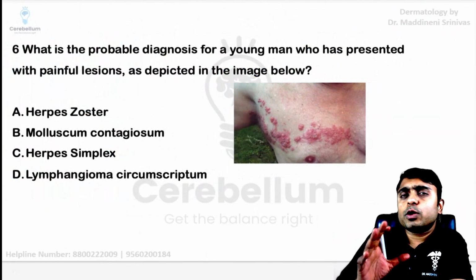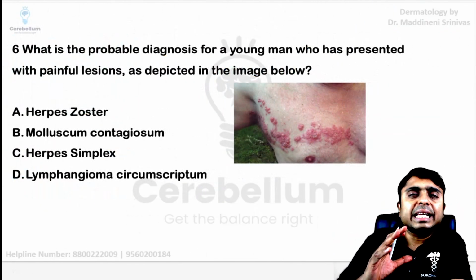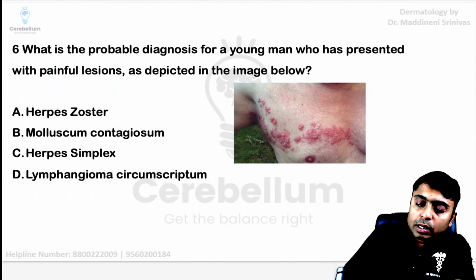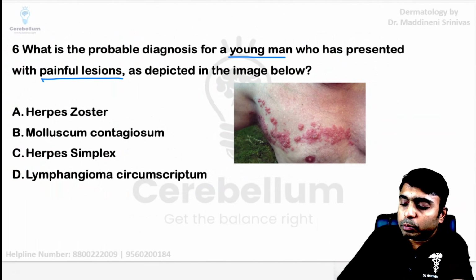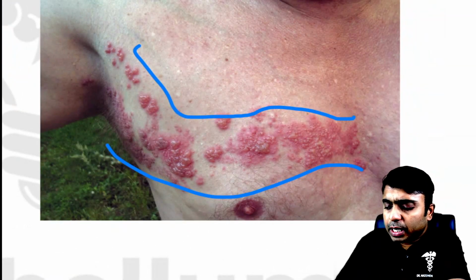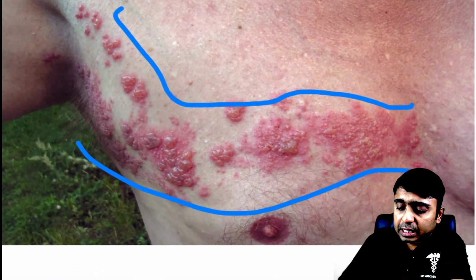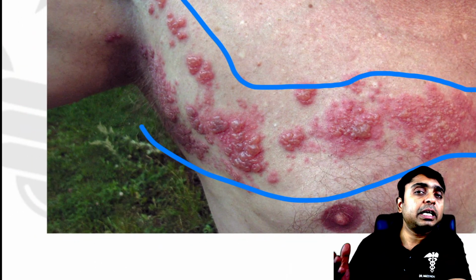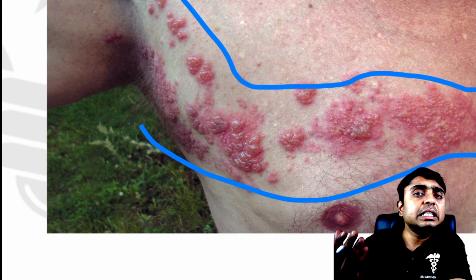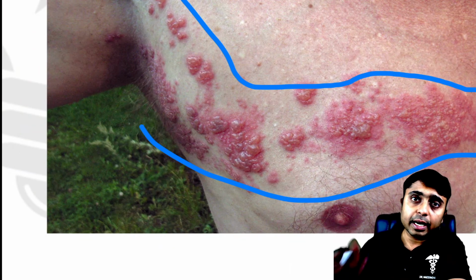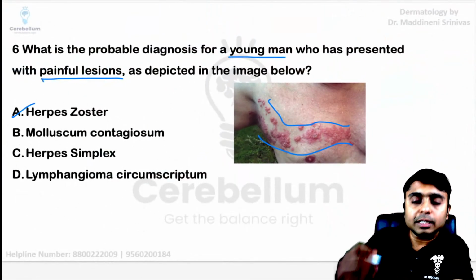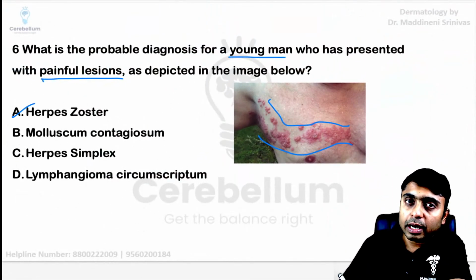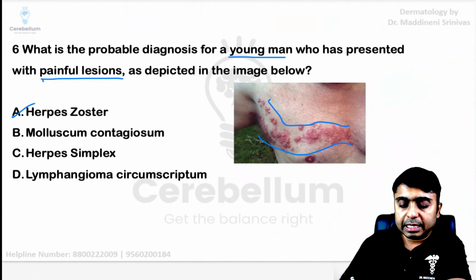This is the next question. I hope by this time you can easily identify the diagnosis. A young man presenting with painful lesions, and what is the description you are able to see in this image? There are multiple beautiful grouped vesicles present on an erythematous base, involving a single dermatome on one side, unilaterally. So with all these descriptive terms, if you have marked the answer as herpes zoster, wonderful, you are on the track. This is herpes zoster, which is the answer here.